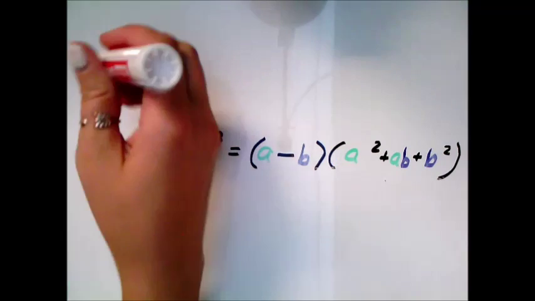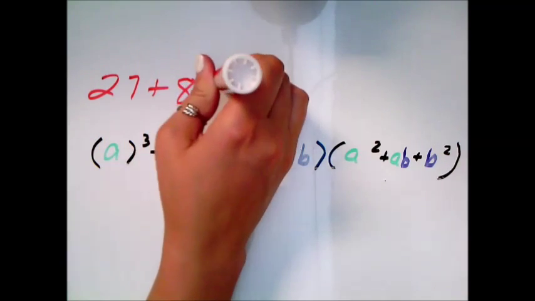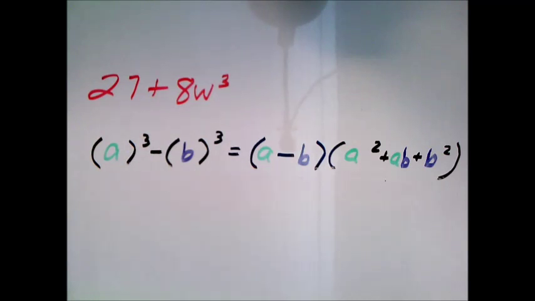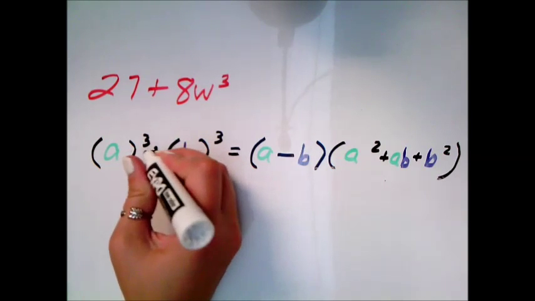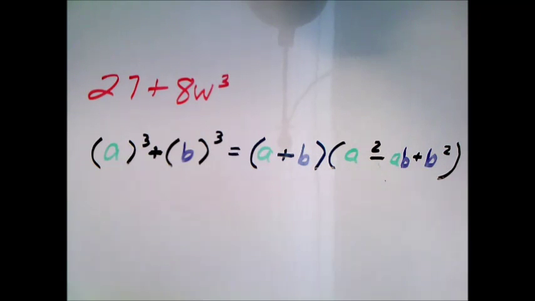We'll try 27 plus 8w to the third. So notice this is the plus, so there's two different versions of this formula, one for plus, one for minus. They don't differ a lot though. If it's plus here, it means this first one's plus, which means this one has to be minus. So we get the correct things to cancel out.